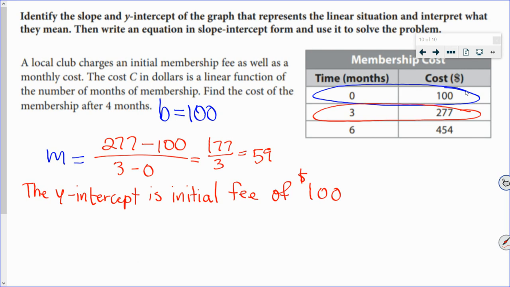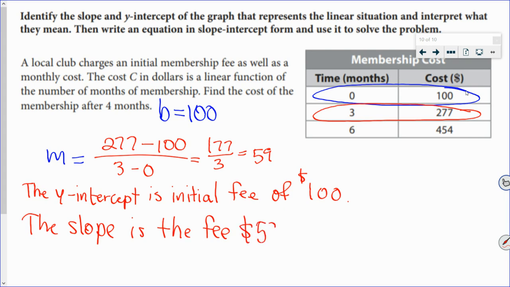What's the slope represent? The slope is how much it's going to cost per month. It's the fee of $59 per month. That's what the slope represents. That makes sense. For each month, I'm going to pay another $59. That's what the slope is representing here when we found it.